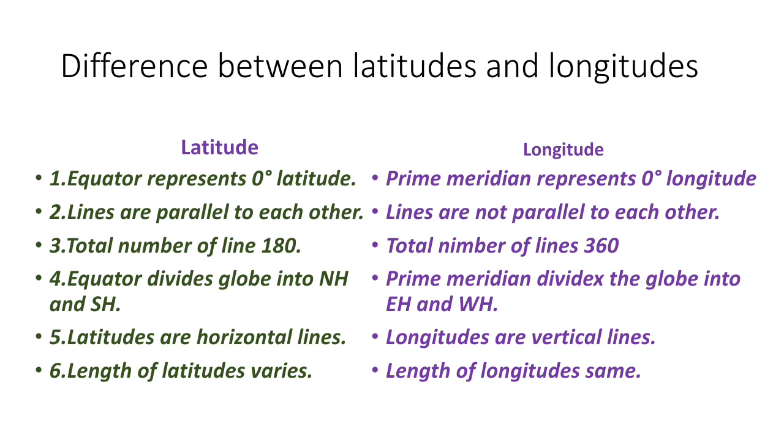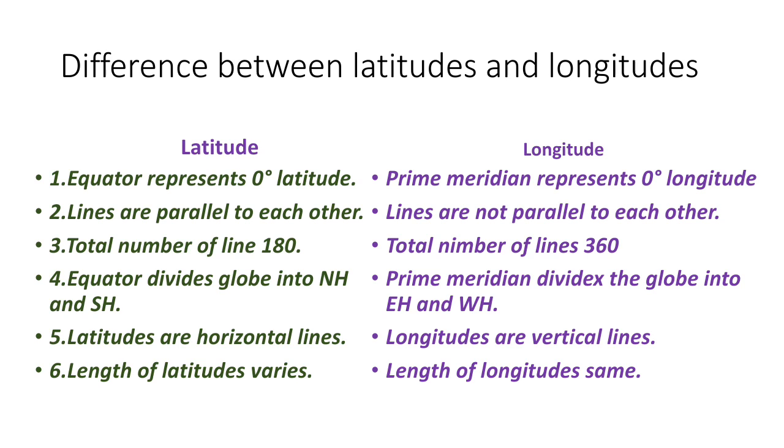And here I have given some difference between latitudes and longitudes. You already know which represents 0 degree in latitude. Equator represents 0 degree in latitude. Prime meridian represents 0 degree in longitude. And in latitude, all the lines are parallel to each other. But in longitude, they are not parallel to each other because they meet at poles. Totally, we are having 180 latitudes and 360 longitudes. Equator divides the globe into northern hemisphere and southern hemisphere. Prime meridian divides the globe into eastern hemisphere and western hemisphere.